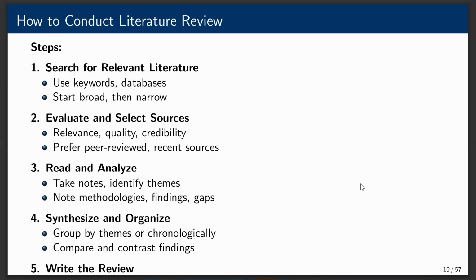So then evaluate and select sources by relevance, quality and credibility. You should prefer peer reviewed and recent resources. Then read and analyze: you have to take notes and identify the themes, note methodologies, findings and gaps. Then fourth, synthesize and organize: group by themes or chronologically, compare and contrast findings, and write the review.